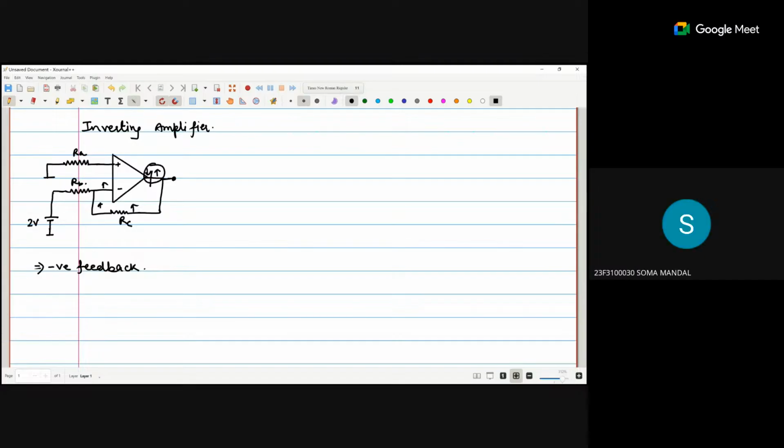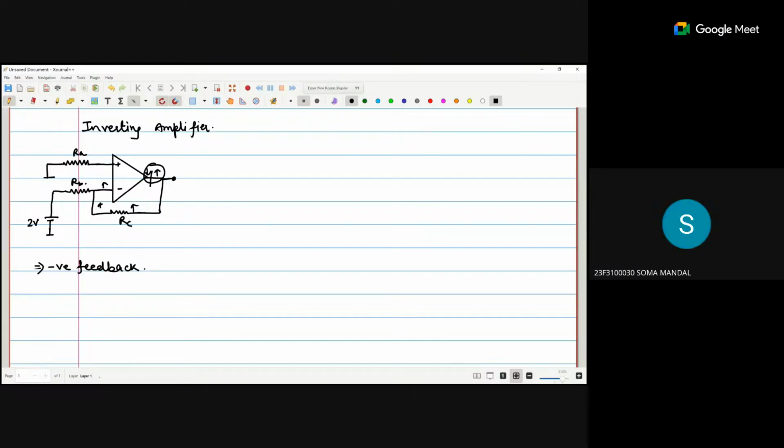Sir, in non-inverting, is it also negative feedback? Yeah, either the inverting or the non-inverting amplifier, we always consider the negative feedback. Positive feedback we will discuss in week 3 or week 4, where we talk about the threshold level or the Schmitt trigger part. That is the part of week 3 and week 4. Till now we are not discussing the positive feedback.